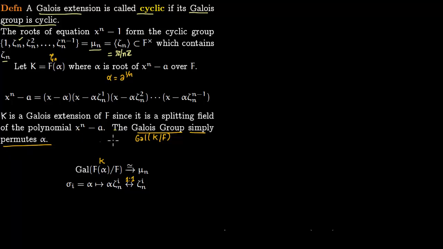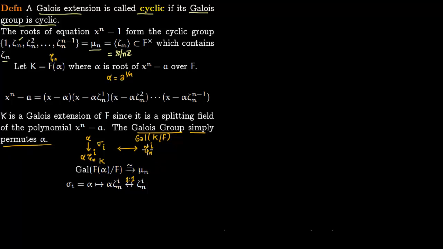So alpha gets mapped to some root, say root i, and you denote this map as sigma_i. This map is precisely in correspondence with this i. So for every root you have a sigma. This is the identity map, this is sigma_1 which takes alpha to alpha zeta_1, then sigma_2 which takes alpha to alpha zeta_2. So they are in one-to-one correspondence.